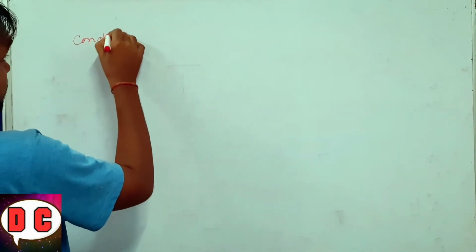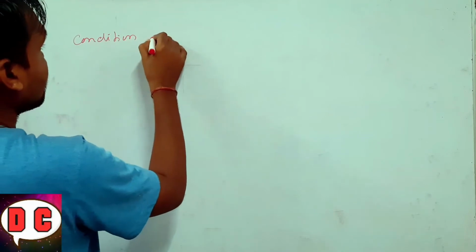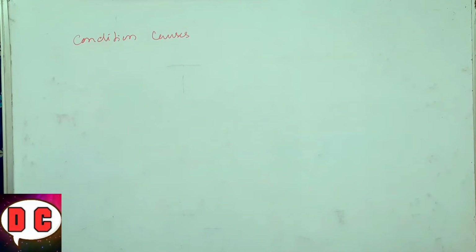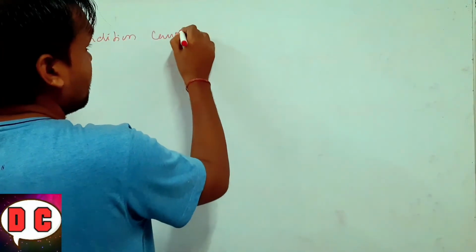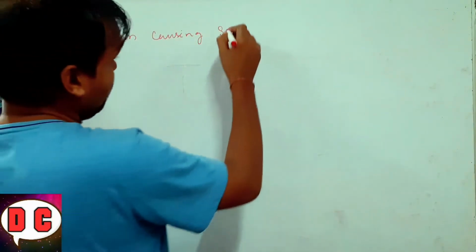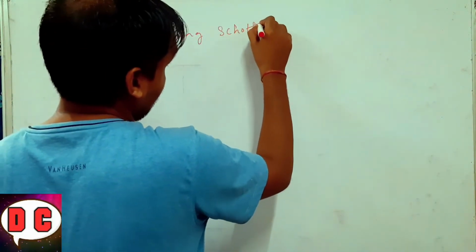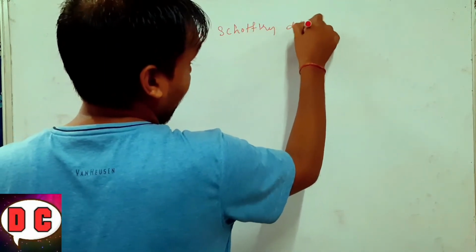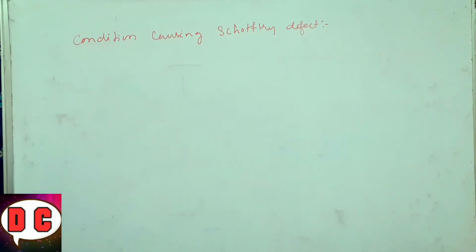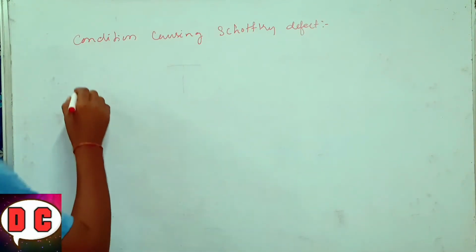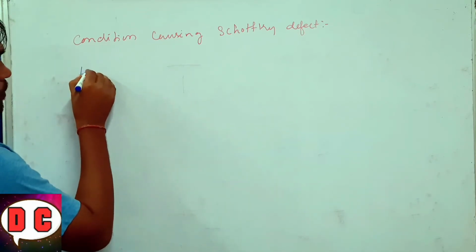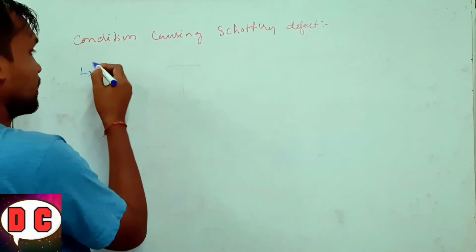What are the conditions because of which Schottky defect occurs? The first condition is high coordination number. The first cause of Schottky defect is what? High coordination number.